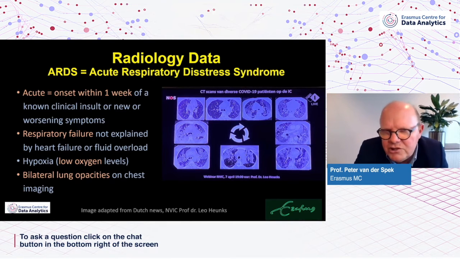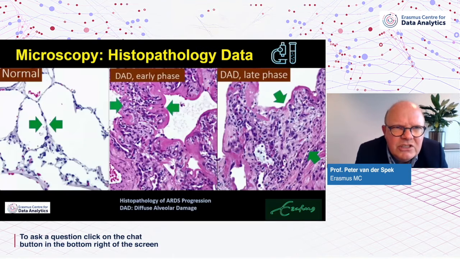Now, the radiologists make those CT scans, and in the next slide you see another type of data that comes from the pathologists. You see three tissue sections on the left, very thin layers in normal lung, where all the white holes are filled with air in the normal situation.